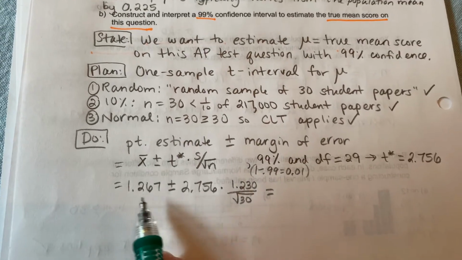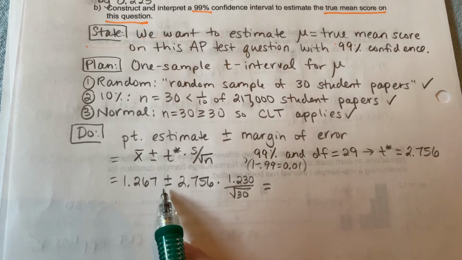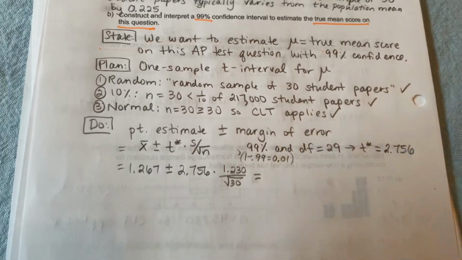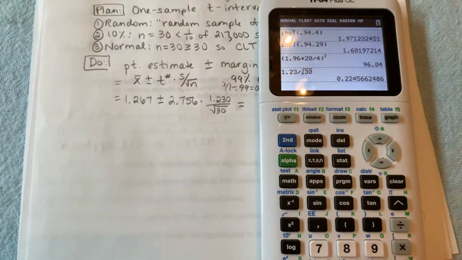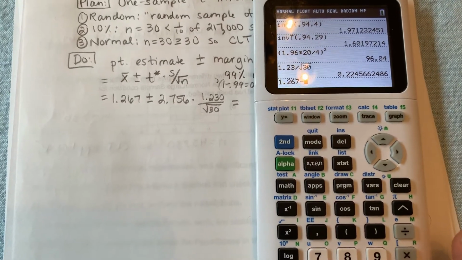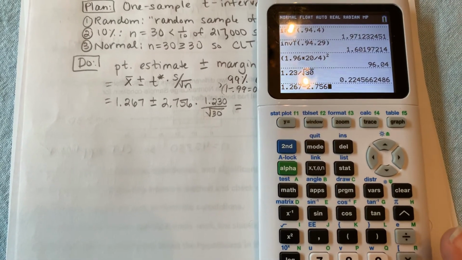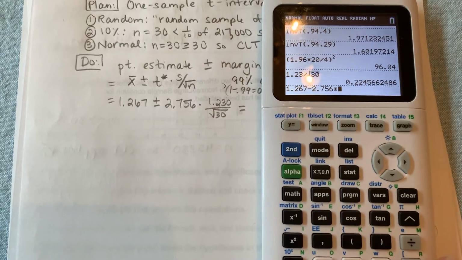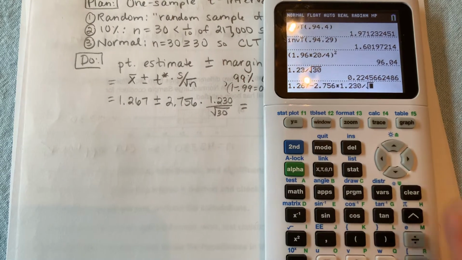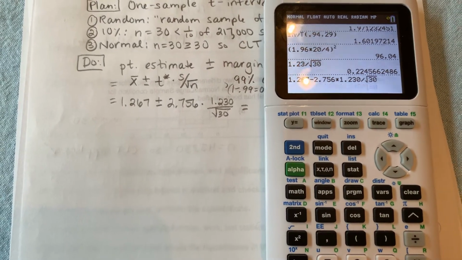Okay, so remember I'm going to type all that in at one time, use the minus sign first, and then do a second calculation with the plus sign. I don't want rounding error. I want to type this in all at once. So 1.267 minus 2.756 times 1.230 divided by the square root of 30. Hit enter.